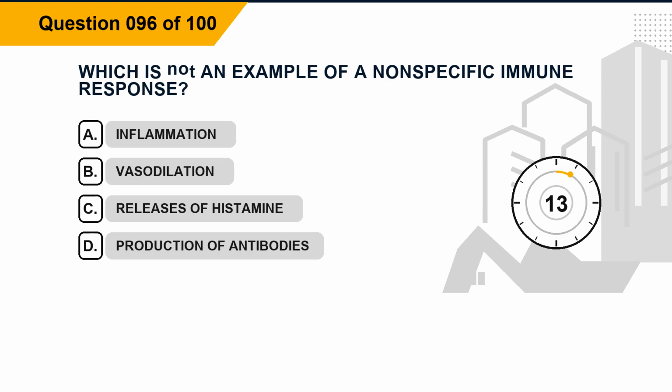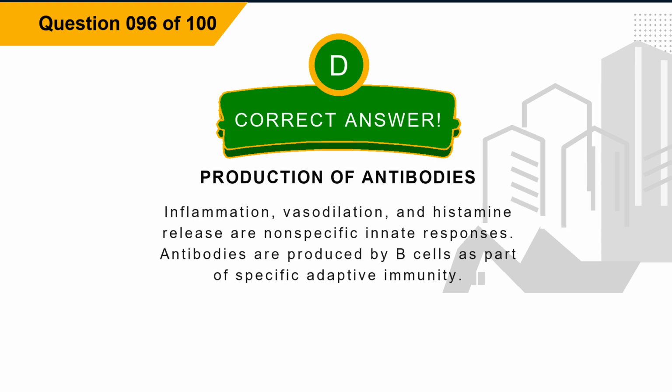Question 96. Which is not an example of a nonspecific immune response? Option A, inflammation. Option B, vasodilation. Option C, release of histamine. Option D, production of antibodies. The correct answer is option D, production of antibodies. Explanation: inflammation, vasodilation, and histamine release are nonspecific innate responses. Antibodies are produced by B cells as part of specific adaptive immunity.